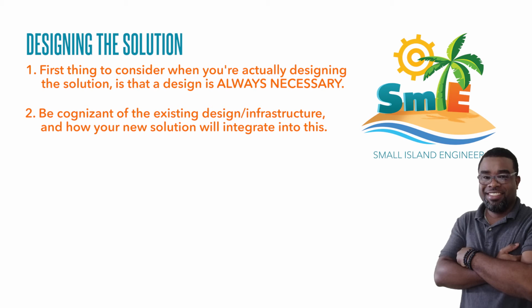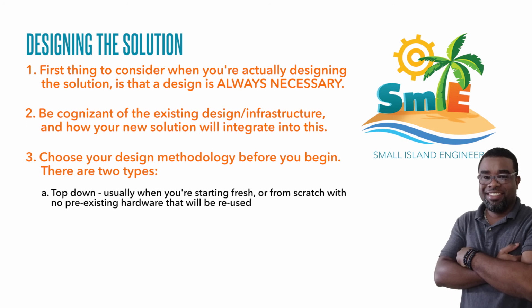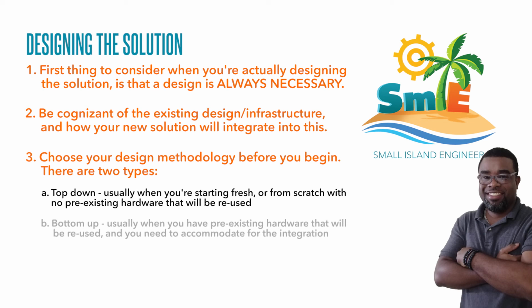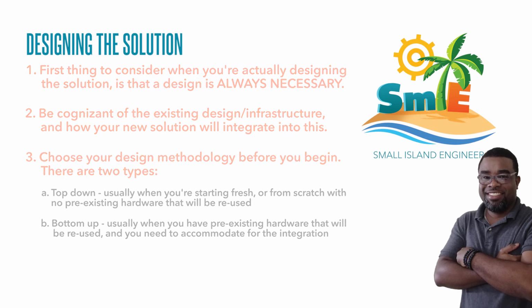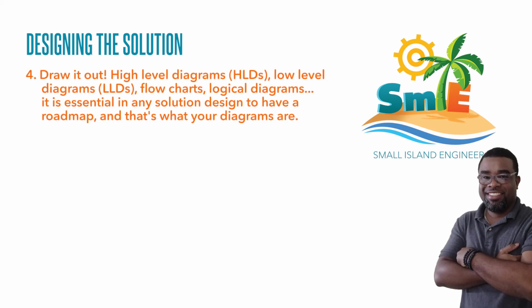The next thing is you want to choose your design methodology before you actually start. So there are usually two types of design methodology that people follow. It's either you design in a top-down method, which usually means that you're starting from scratch and there's no pre-existing hardware or equipment that's going to be used. So you're starting from scratch and designing a solution. Or there's a bottom-up method, which usually means that you have pre-existing hardware and software or whatever the case, equipment that will be used, and you need to accommodate for the integration of this into the design that you are now doing.